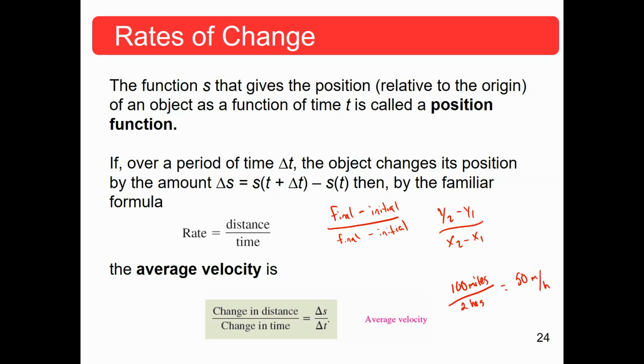Now, in terms of s, we can say that our average velocity will no longer be y2 minus y1 over x2 minus x1. Our y would be s of t2 minus s of t1 over t2 minus t1, right? This is our final time minus our initial time, and the position function at the second time minus the position function at the first time. So s of t2 minus s of t1 over t2 minus t1.